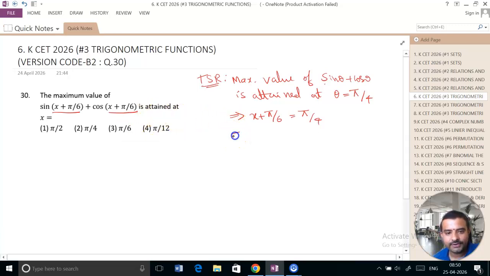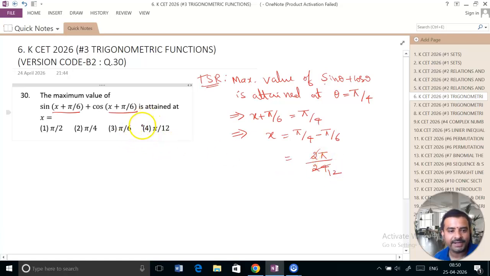So here we have to find out the value of x. Here it becomes pi by 4 minus pi by 6. If I take the LCM, 6 4s are 24, so 6 pi minus 4 pi. Can I write directly? 6 pi minus 4 pi is 2 pi. 2 12s are 24. Therefore x is equal to pi by 12. Option 4 is the right answer. If you use this time saving result, you can easily get the answer.